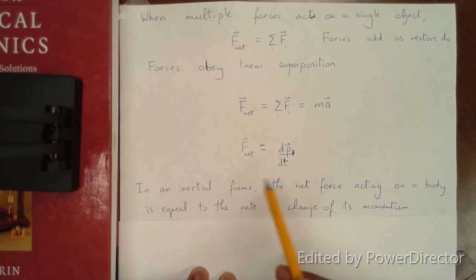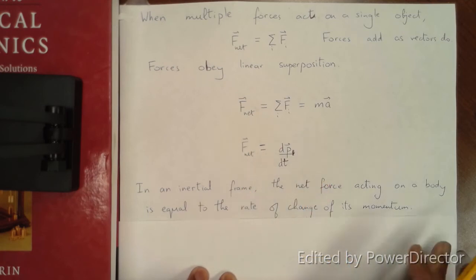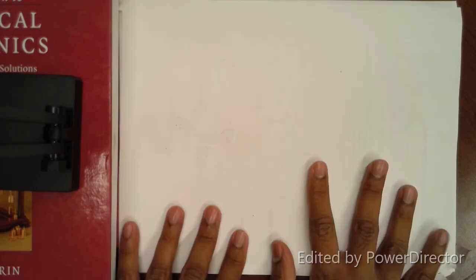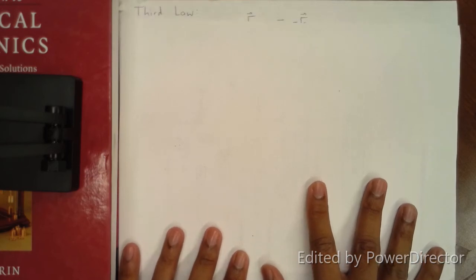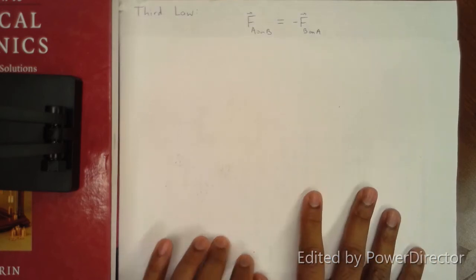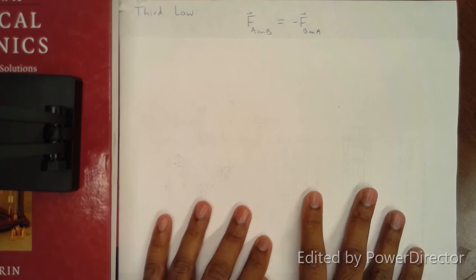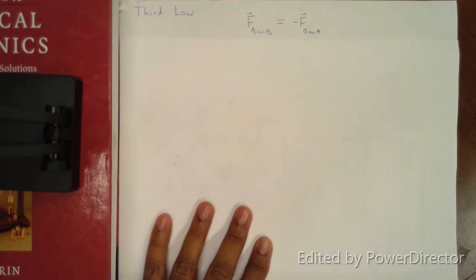We also note that if this net force is zero, that tells us that this derivative is zero. Or in other words, if the net force on a system is zero, the momentum of the system is constant, or we say conserved, because it is constant in time. We end with the third law. Newton's third law states that for two objects A and B, the force of A on B is equal to the negative of the force of B on A. Note that these are both vector quantities.